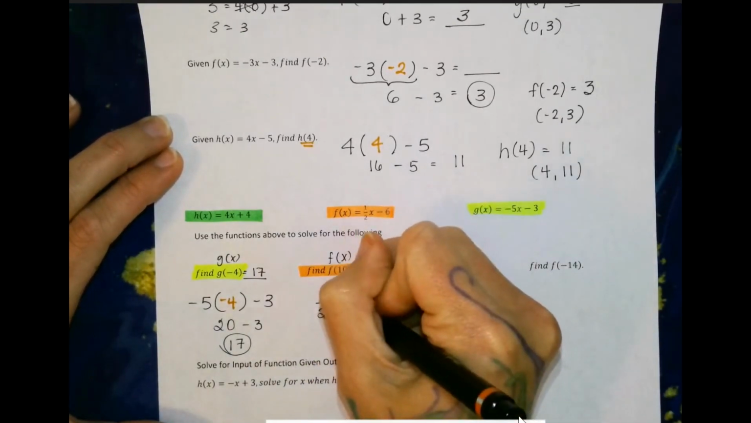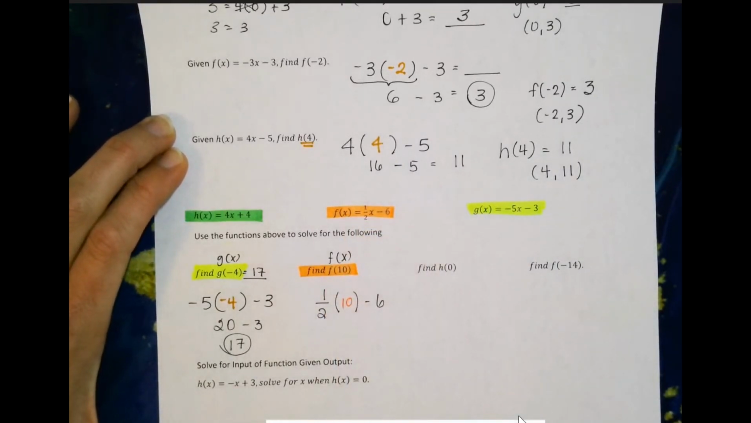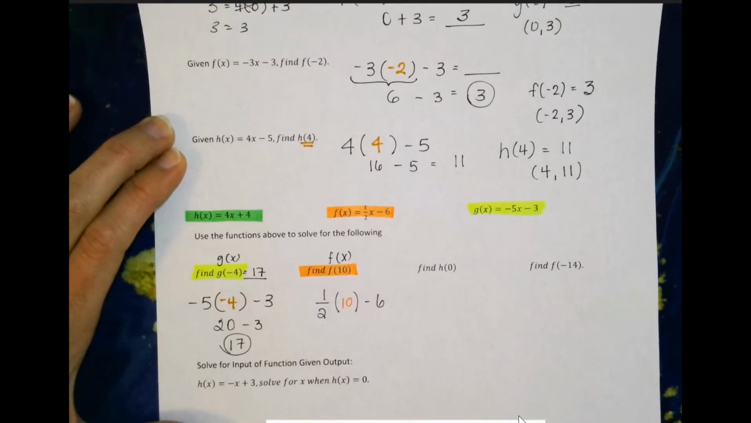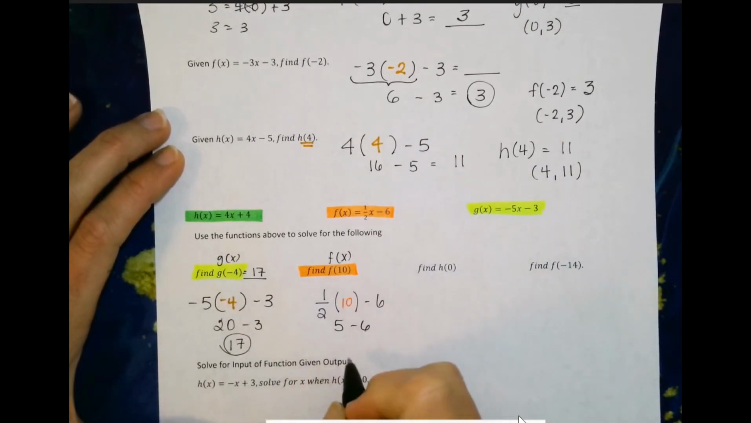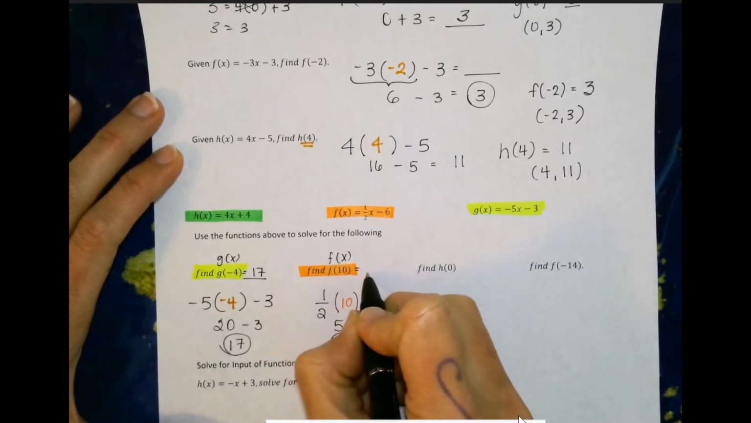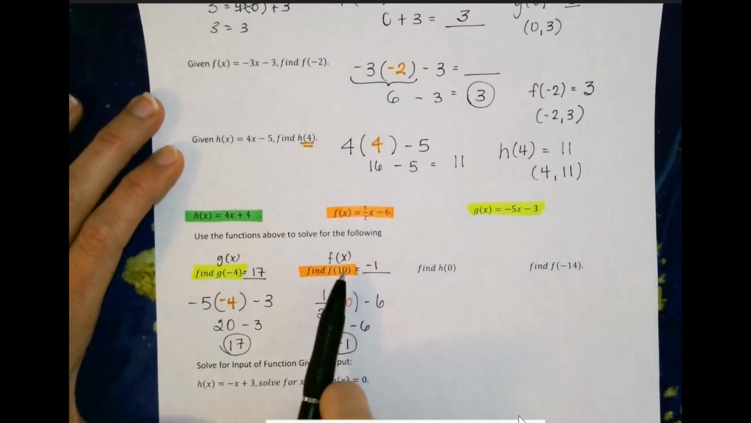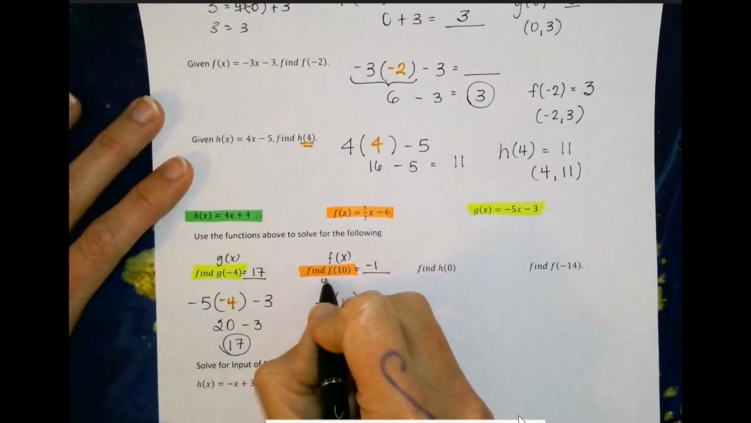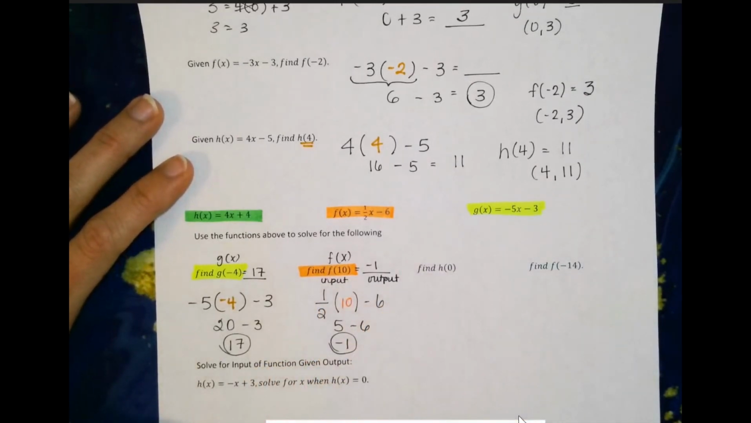What's 1/2 of 10? 5. And remember, 1/2 of 10 is the same as dividing by 2. 1/3 of 10 would be like dividing by 3. So we're going to have 5 minus 6. And what's that going to give us? If I have $5 and I spend 6, negative 1. Beautiful. So when x is 10 in Frank, y is going to be negative 1. When the input is 10, the output is negative 1.